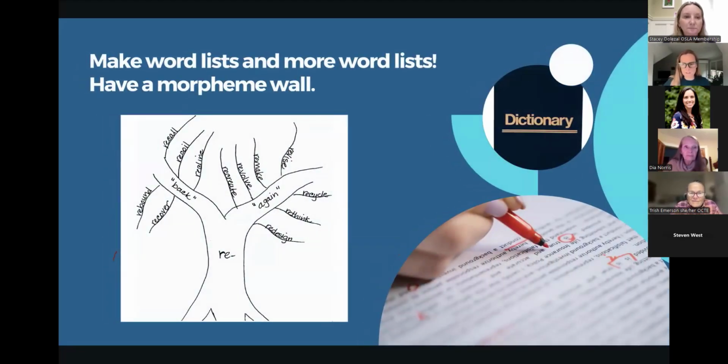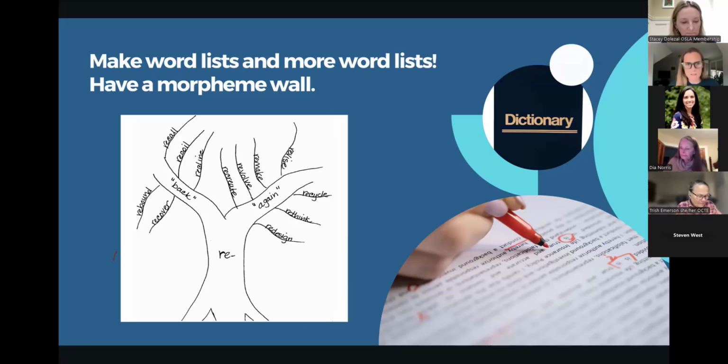Here's an example of something to do for fun. Make word lists and make more word lists, but make it interesting, make it interactive, make it engaging. You could have a word wall in your classroom that changes every week. You could have a morpheme of the week, put it in the trunk of the tree, give the students some post-it notes and have them write their words and stick it up on the tree. You could hand out sheets that have these tree trunks and branches on it and have them each make their own and then hang all of them up.